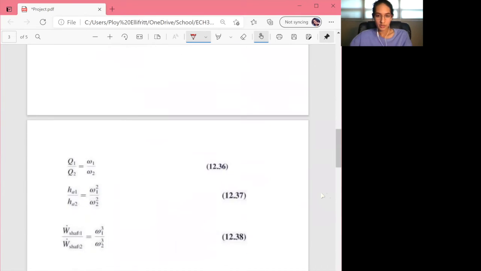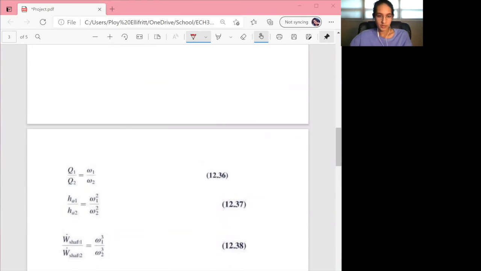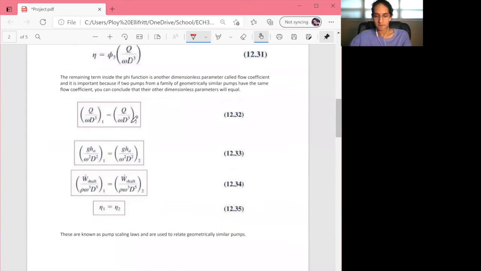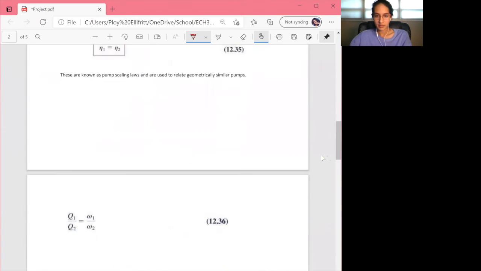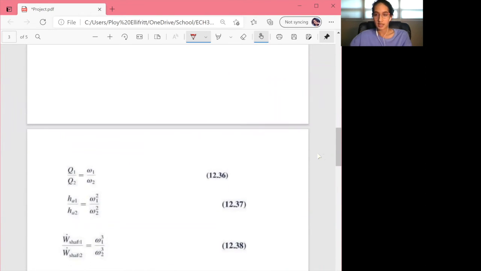And there are two special cases. The first special case we're interested in is how change in operating speed of a given pump will affect other pump characteristics. These equations here are obtained from 12.32, this one here. And we can assume flow coefficient is the same because we're talking about the same pump. It's just at two different speeds. So the flow coefficient is equal, therefore we can get these equations.